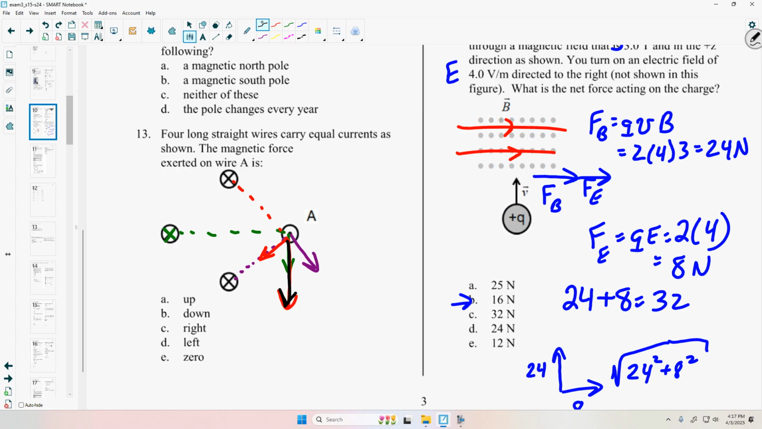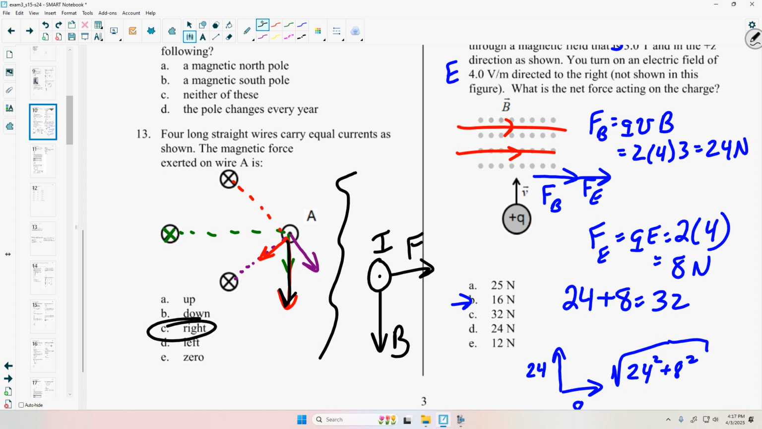So now at point A, I have a current that is out of the page and a magnetic field that is down. This is our second step. This is just using the right-hand rule. Current is out of the page, magnetic field is down. That means that this is to the right. The force is in that direction. So C is the right answer. Two applications of the right-hand rule, but the first one you have to apply 3 times to find out the net magnetic field.